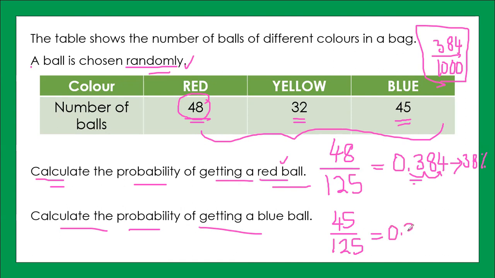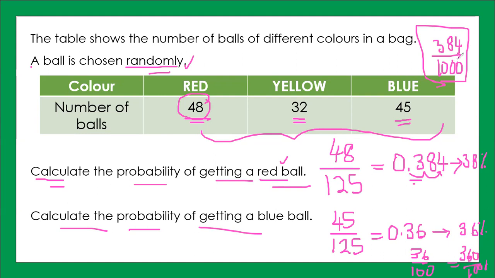Very good. It's 0.36. Get me all in decimals. It's easier. And if they ever want to convert to a percentage, then it's a 36% chance of getting a blue ball. And this 36% is 36 over 100. It's also the same as 360 over 1,000, in case you didn't know.